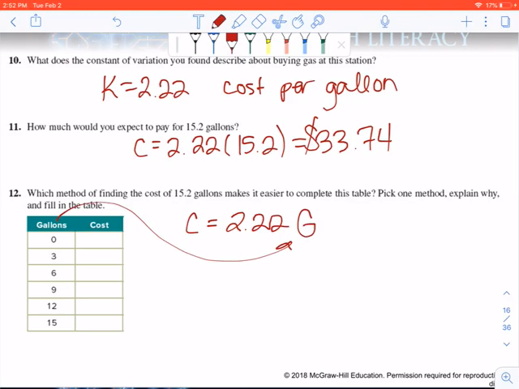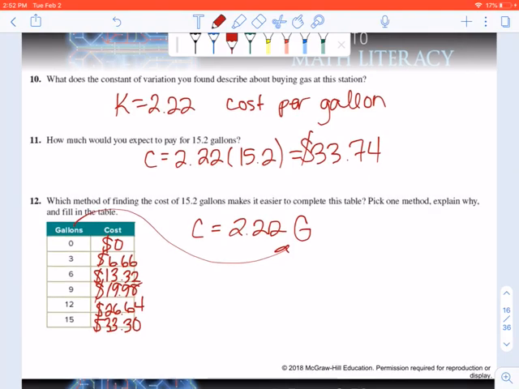So when we do that, when we multiply, for 0 we should get 0. For 3 we should get 6.66. For 6 we get 13.32. For 9 you would get 19.98. And 26.64. And then 33.30. Okay, so check your answers there.